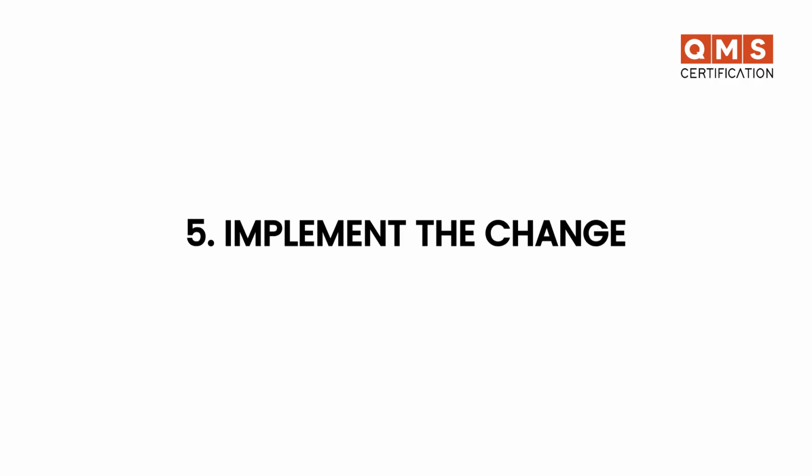5. Implement the change. Execute the plan, follow the progress, make sure the resources are available, make the necessary adjustments along the way. Here it's essential to have progress indicators so you know if you're heading in the right direction. Define delivery milestones, control points and milestones to celebrate progress.